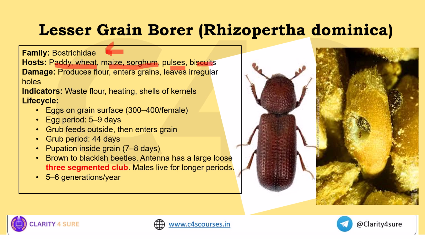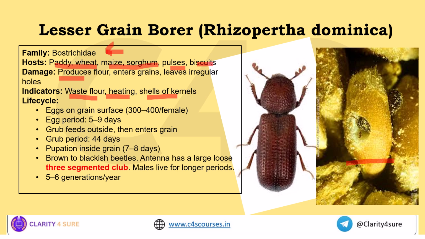Then the damage we can conclude here is that both the larva and the adult bore holes in the grains and feed inside the grains, and they generate excess powder and heat there, and can completely destroy the stored stock if left unchecked. The indicators of this damage are waste flour, heating, and shelling of the kernels. As you can see, I have inserted the image of how the kernels are shelled by them.